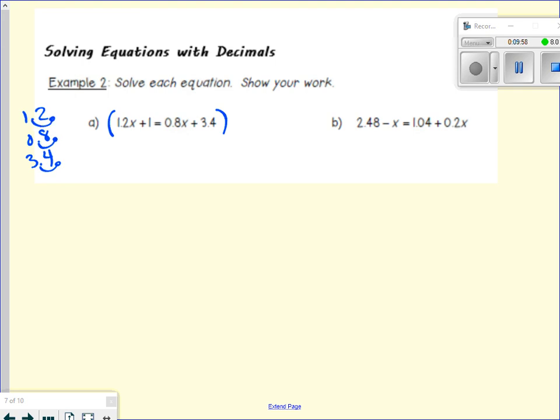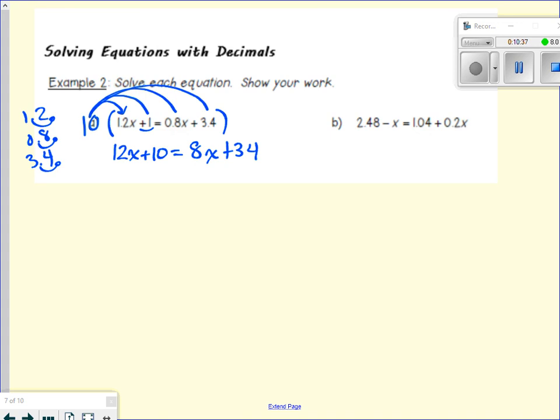When I move the decimal one place to the right for each, I'm actually multiplying by 10. Okay? So again, I'm going to distribute 10 to everything inside the parentheses. So 10 times 1 and 2 tenths is now 12x. 10 times positive 1 is positive 10. 10 times 8 tenths, 8x. 10 times 3 and 4 tenths is now 34. And there we are, no more decimals.